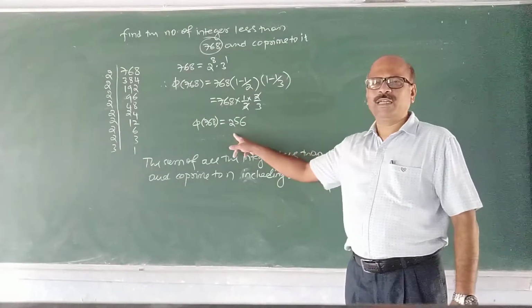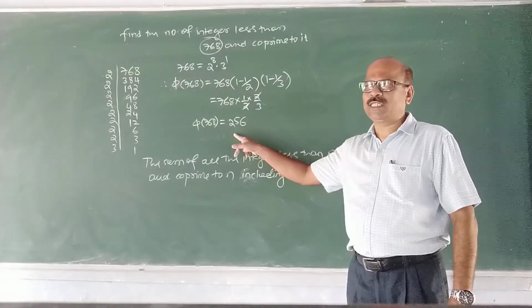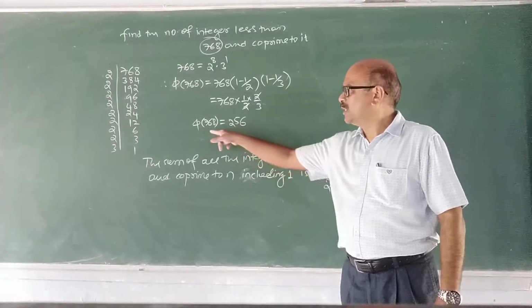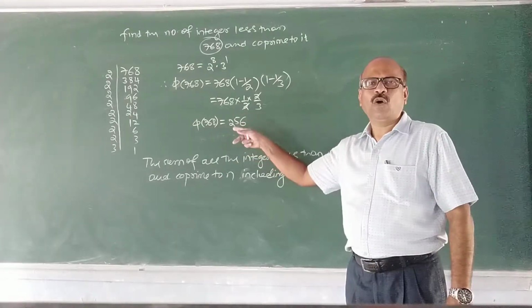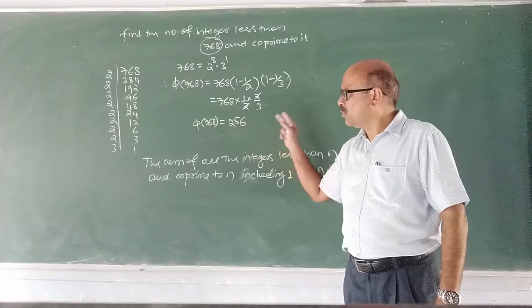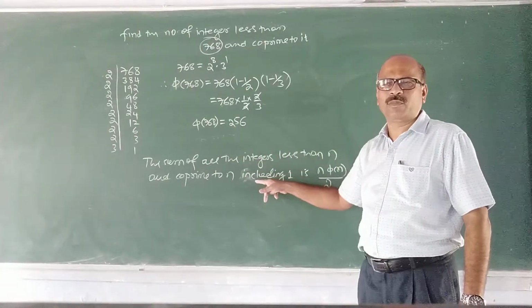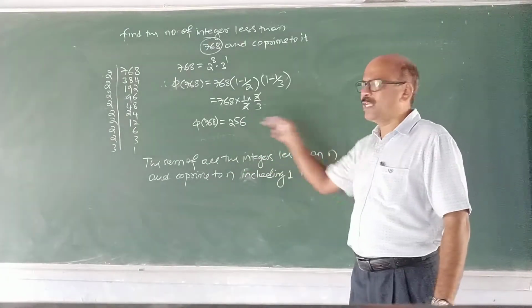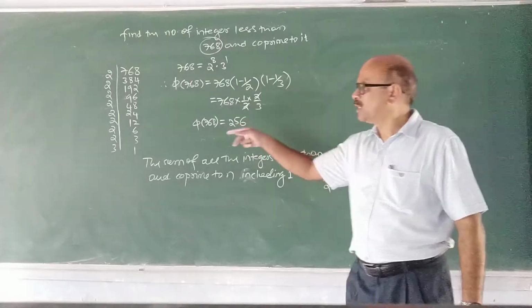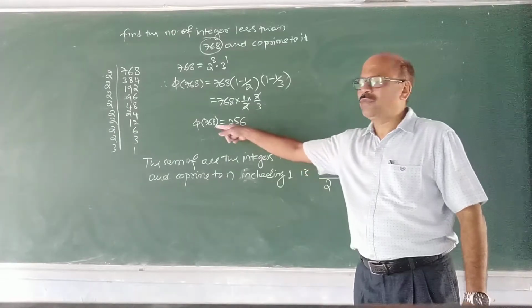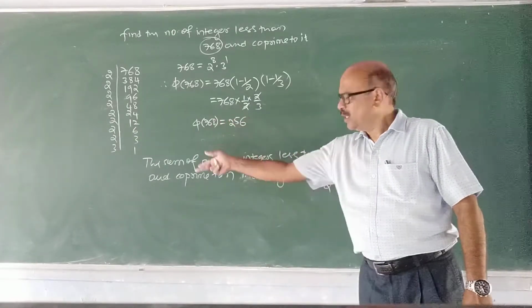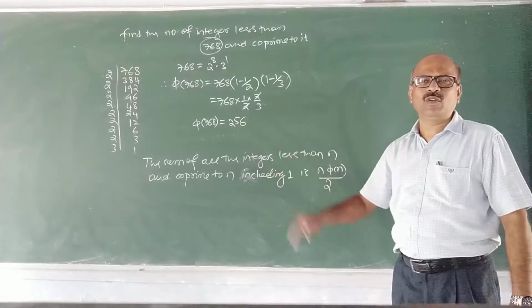We have not listed here the values. We have not listed what are the integers which are co-prime to 768. We have obtained how many are there using the formula. But using this formula, we can find out their sum also, without listing those integers which are prime to 768, less than 768. We can find the sum also. That is the beauty of this formula.